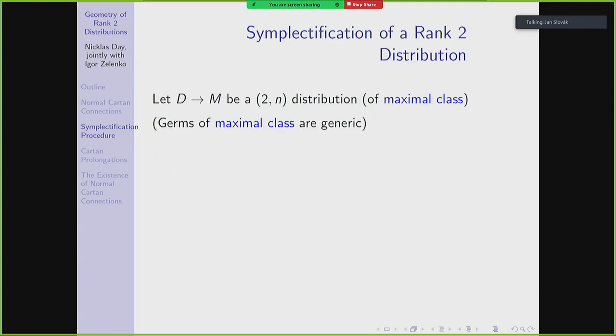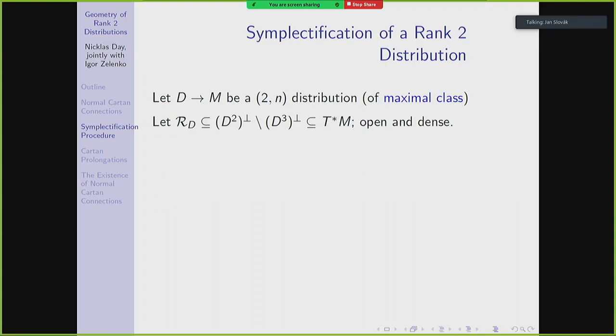So, a brief summary of the symplectification procedure here. We're going to start with a rank 2 distribution on an n-dimensional manifold, and we'll add a very weak assumption that this thing is of maximal class. I won't define clearly what that is. It means that some osculating flag is complete. Really, the main point is that the germs of maximal class are generic. And in fact, in low dimensions, all are of maximal class. But we start with some weak assumption on D here.